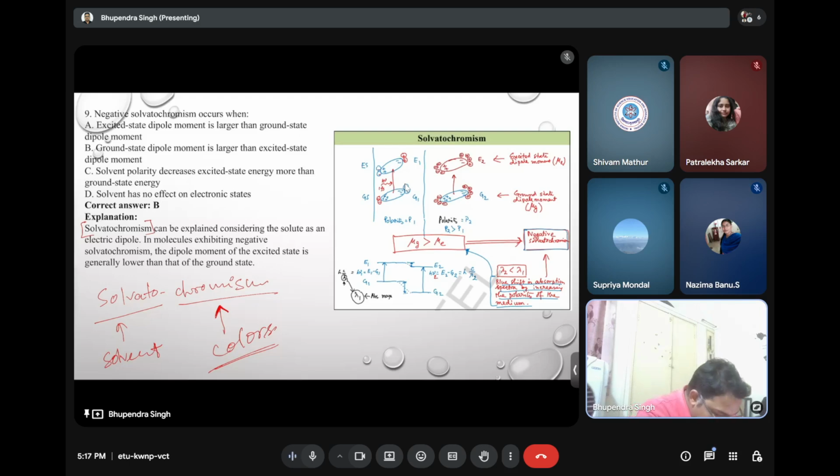So negative solvent chromism occurs when negative; positive is just the terminology. You have to understand the concept, then you will figure it out. It simply means that, let's say, this is the ground state and this is the excited state. If it has the higher polarity, this is the condition.